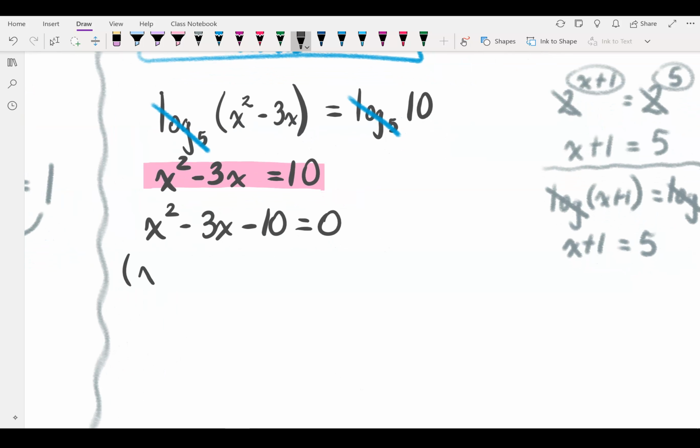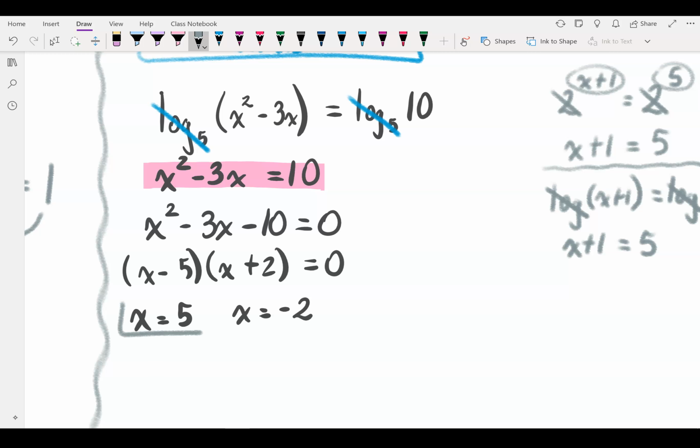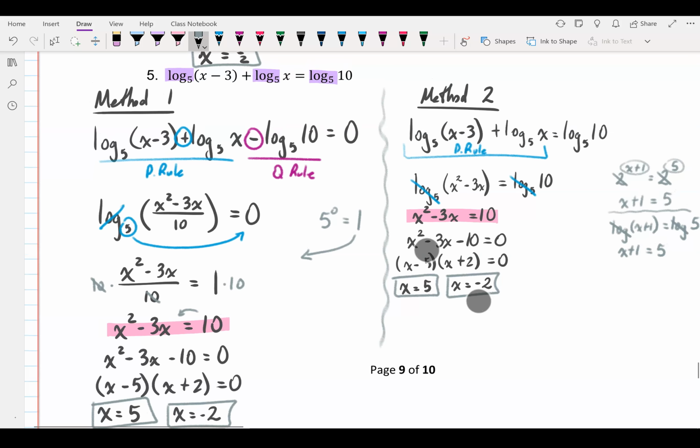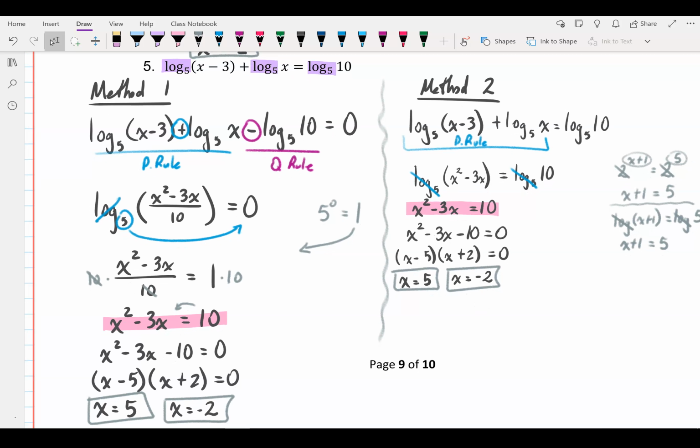At the end of the day, it's still x minus 5 and x plus 2. They still solve out to be x equals 5 and x equals negative 2. But a very different way of getting the same answer. So as is often the case with math, there's more than one way to do things. And that's okay. Just choose a method that works the best for you, or even if you find a third method or a fourth method online that you like better than this, feel free to use it. I'll always look through your work, and if I have any questions about it, I'll just get back to you. But that's it for page 9.